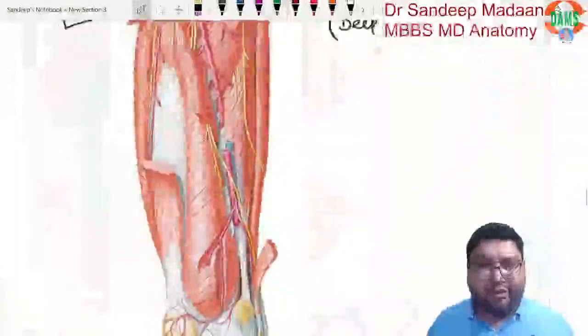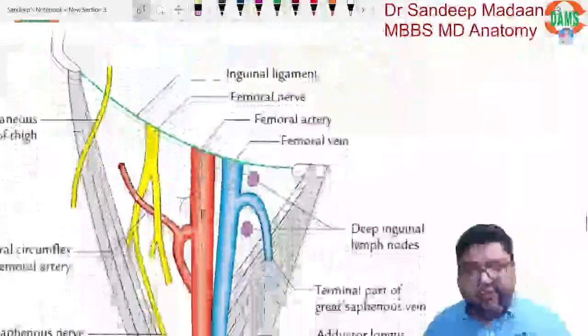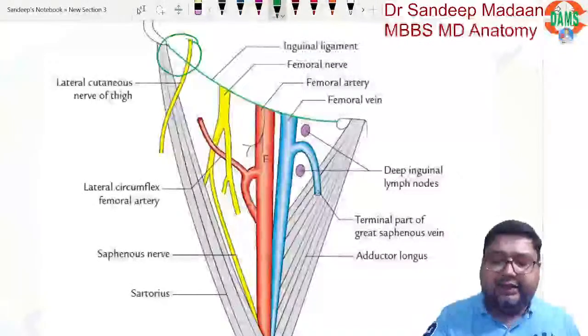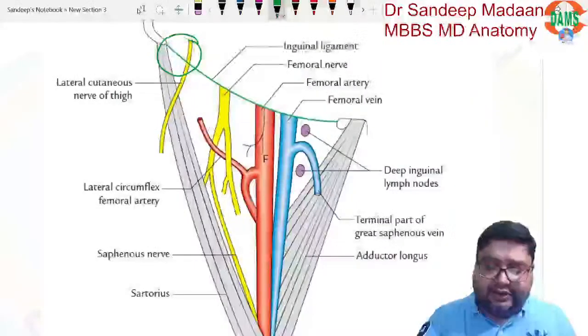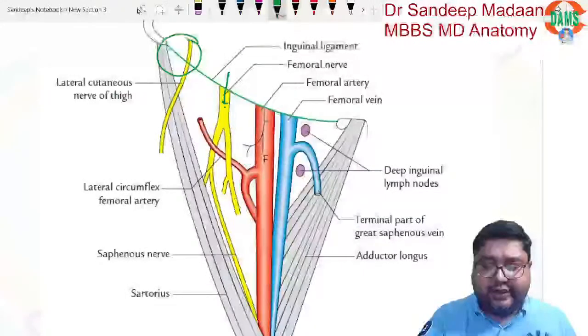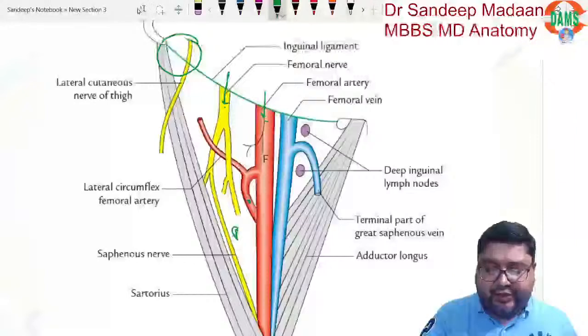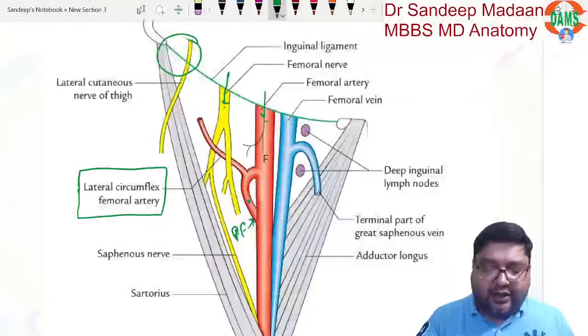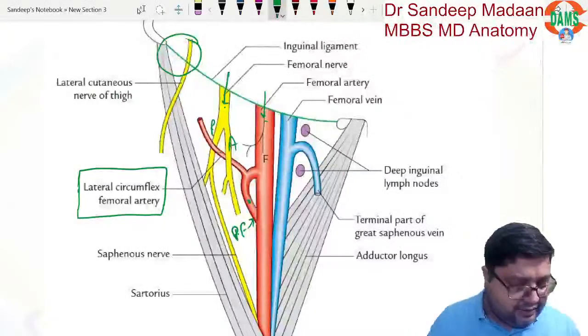Let me show you another diagram which will make it even clearer. In this diagram you can see that we have the lateral cutaneous nerve of thigh, which we have already discussed. But this is the femoral nerve which is coming lateral to the femoral artery. This branch is the profunda femoris artery. Profunda femoris artery is giving this branch, which is the lateral circumflex femoral artery, and around it we have the anterior division and the posterior division. Are you understanding?